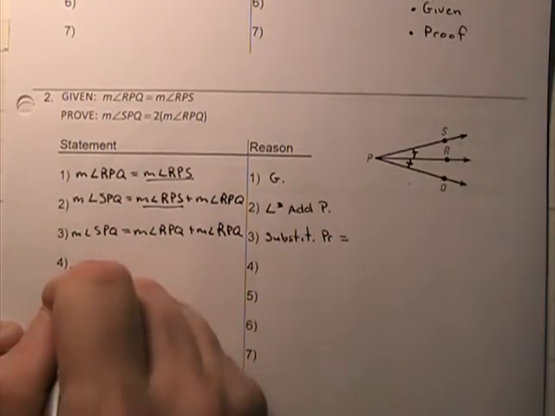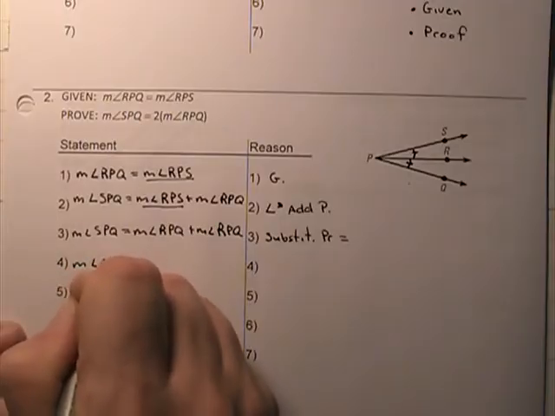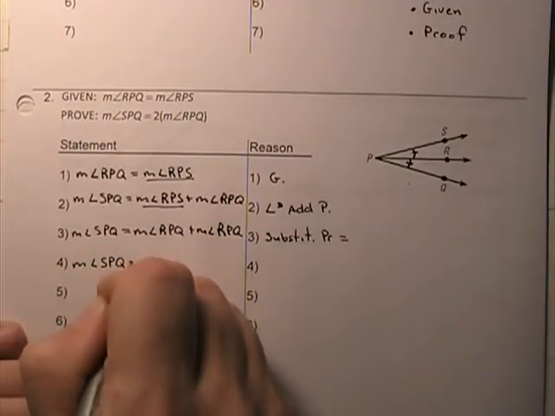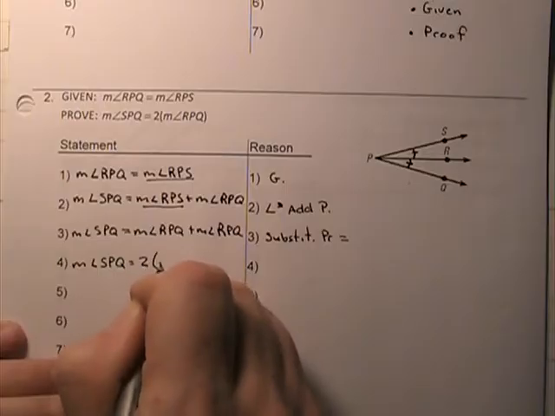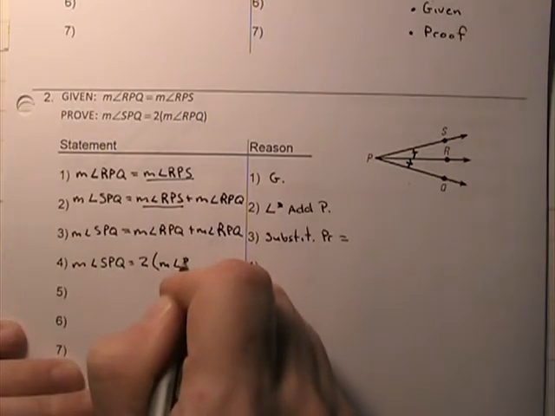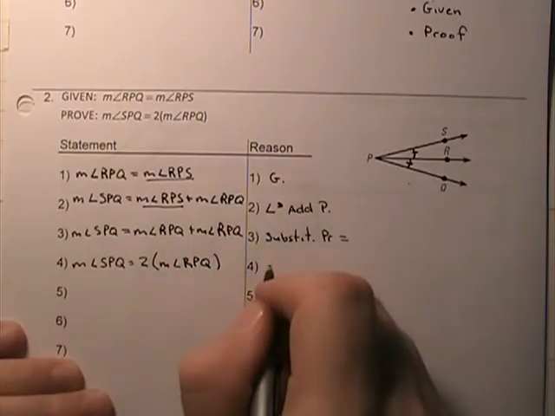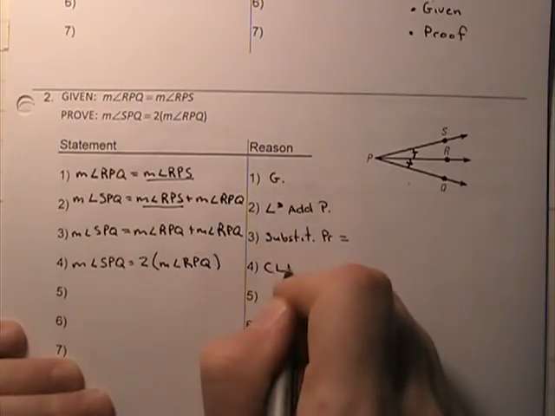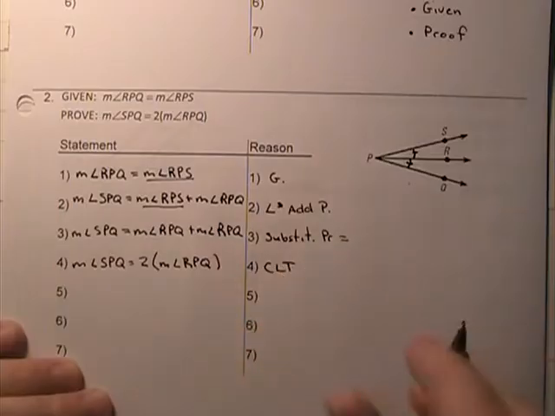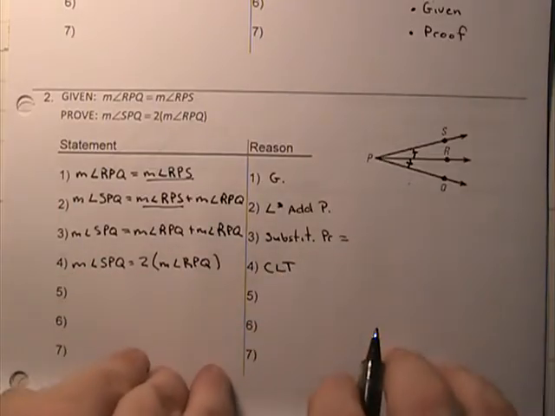If I put these two together, the measure of SPQ equals 2 times the measure of angle RPQ. And that's just an algebra operation, putting things together or combining like terms. And that would be the first proof.